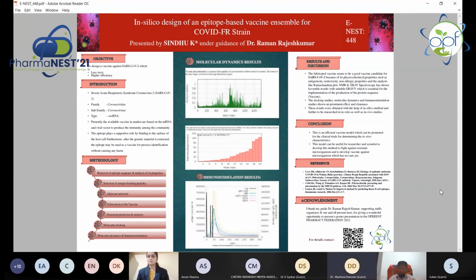My question is that suppose we have some softwares to feed the data in a particular software and get results. Is there any software you have used, or just use the literature data to get your results? Yes, the sequence, starting from the retrieval, the immunostimulation research, everything has been implemented into the server or the software, and then the results are obtained, sir.